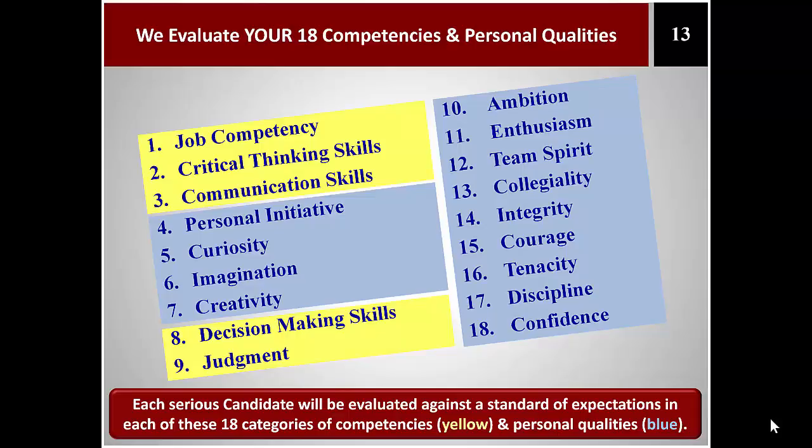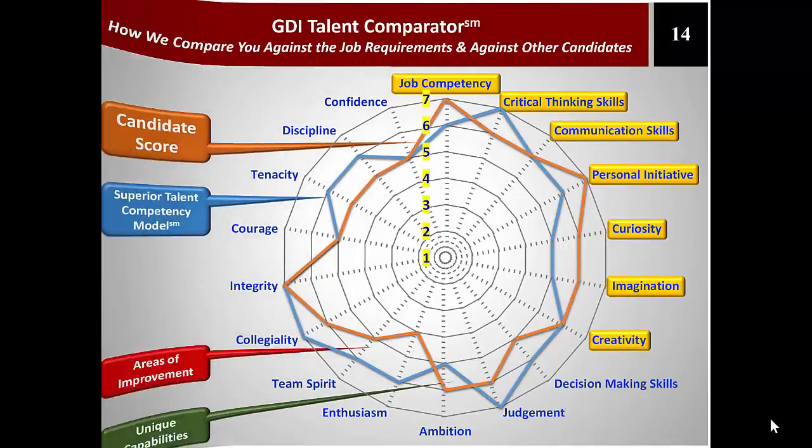But we're also going to look at decision-making, judgment, ambition, enthusiasm, team spirit, collegiality, integrity, courage, tenacity, discipline, and your confidence. So what's in yellow will represent your competencies. What's in blue will represent your personal qualities. And we will evaluate all 18 of those, but with special emphasis on the first 7.